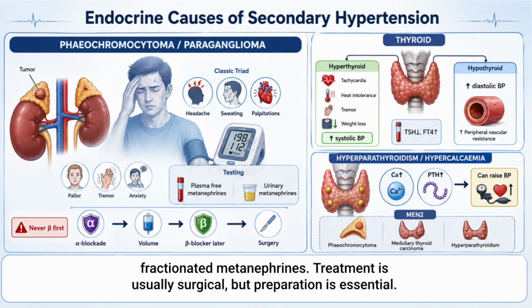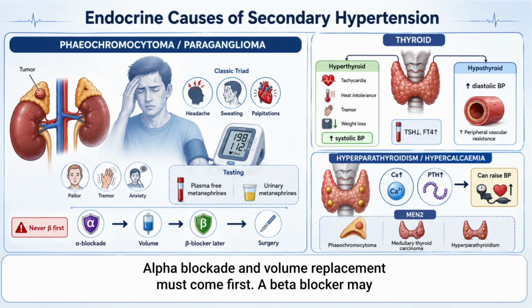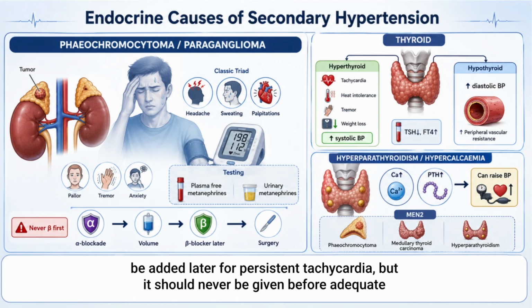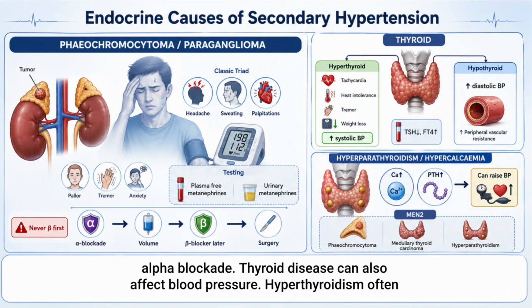Treatment is usually surgical, but preparation is essential. Alpha blockade and volume replacement must come first. A beta blocker may be added later for persistent tachycardia, but it should never be given before adequate alpha blockade.